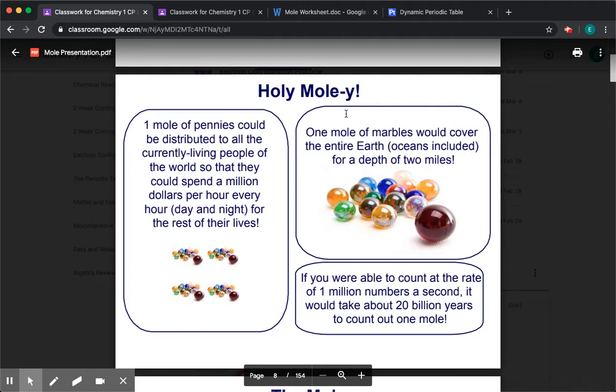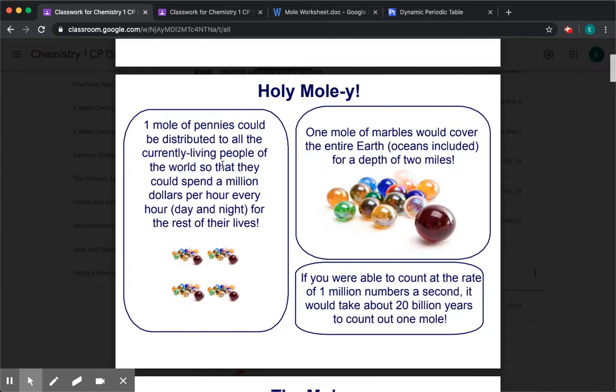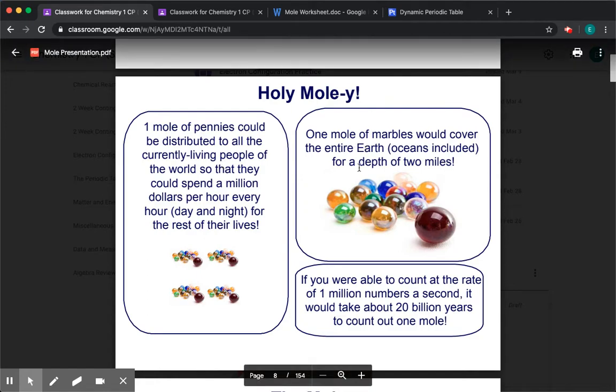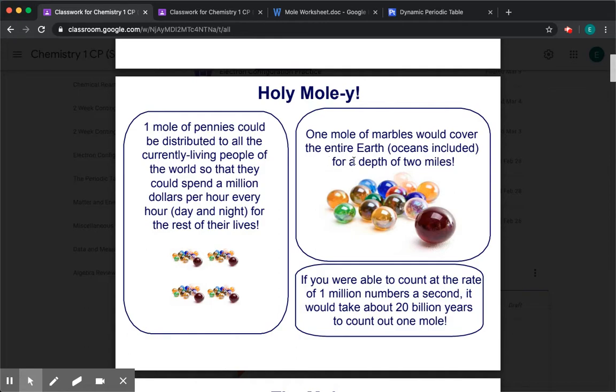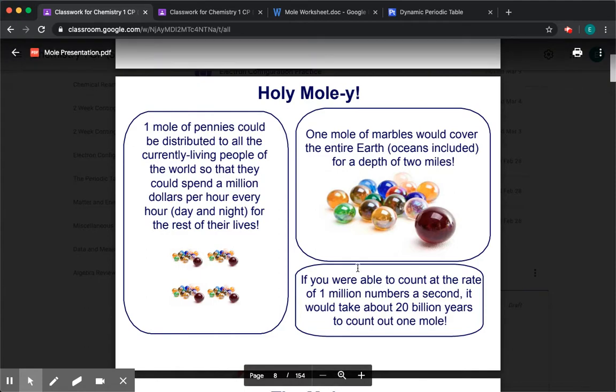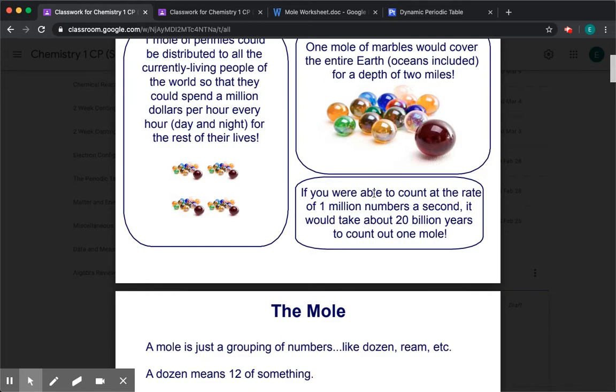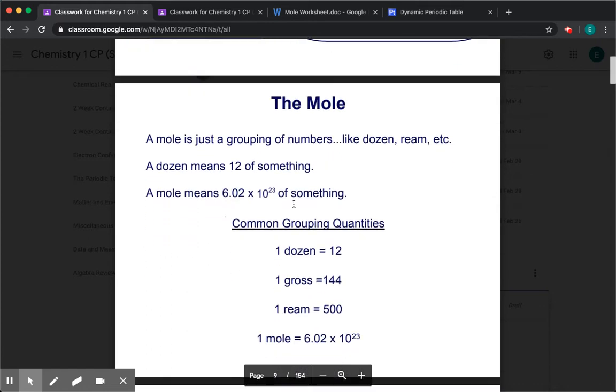I'm going to skip this section. All this is just they're trying to give you a scale. 1 mole, how big is that number? 6.02 times 10 to the 23. Well, if you had 1 mole worth of marbles, you would cover the entire Earth 2 miles deep. If you were to start from 1 and count all the way up, it would take you 20 billion years, even if you were doing a million numbers a second. That's all. They're just trying to give you a sense of scale.